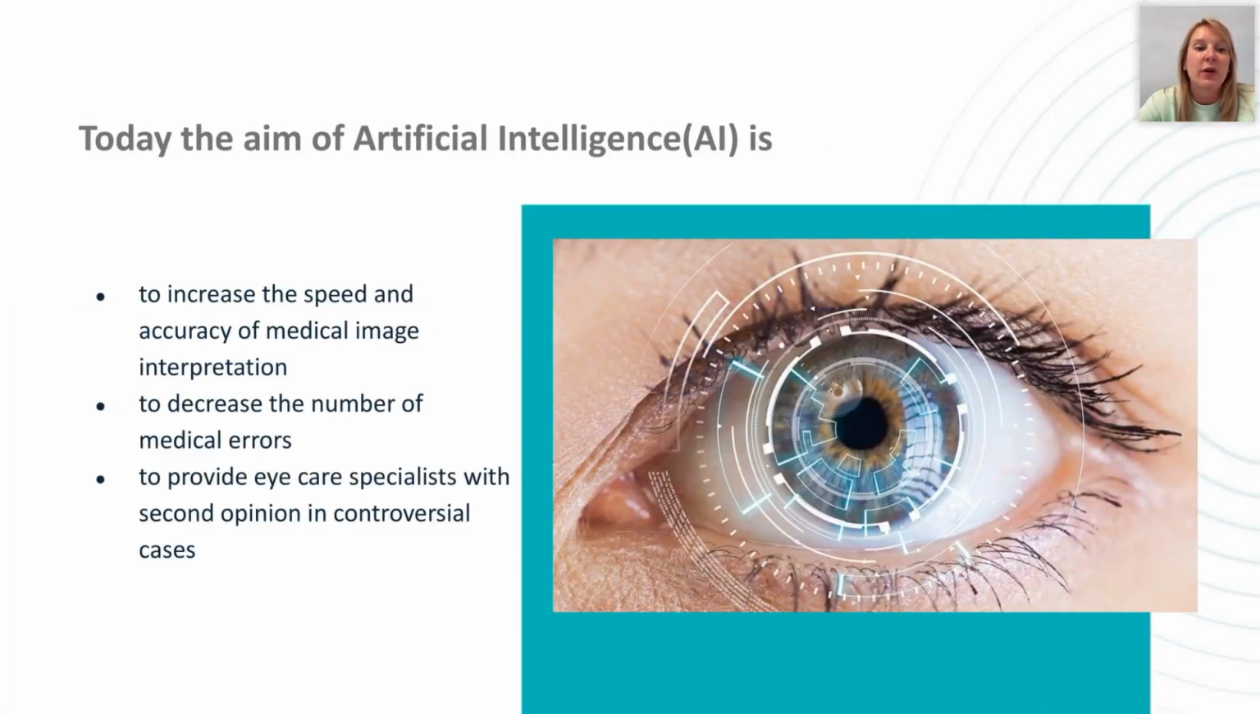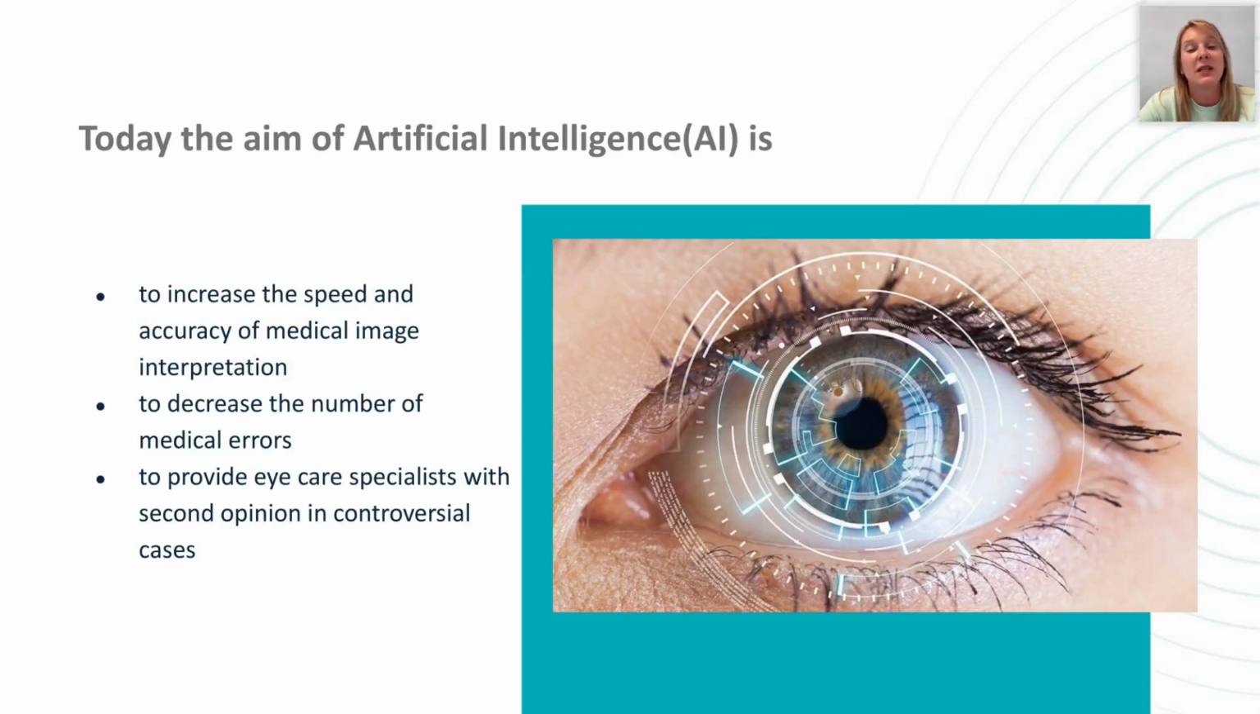To start with, artificial intelligence is now in almost all areas of our life, personal and professional, and it is coming to medicine pretty quickly. Today the aim of artificial intelligence is to increase the speed and accuracy of medical image interpretation, to decrease the number of medical errors, and to provide eye care specialists with a second opinion in controversial cases. Basically, it can help you make the right decision.